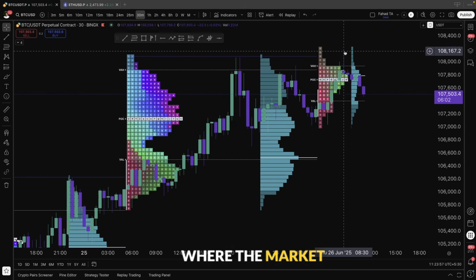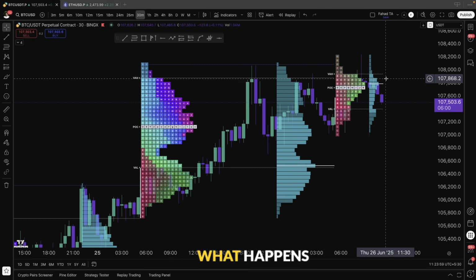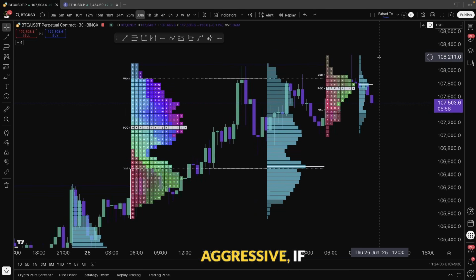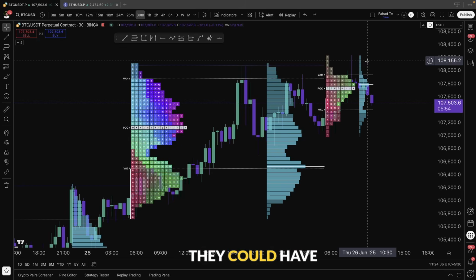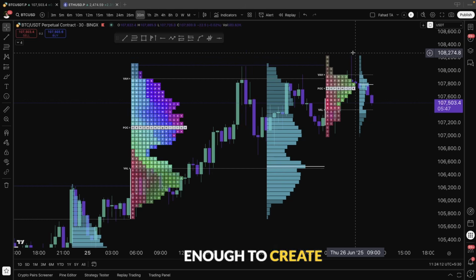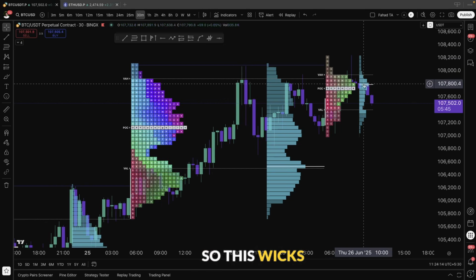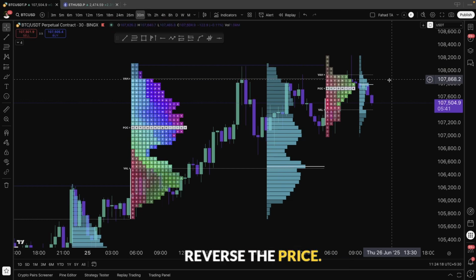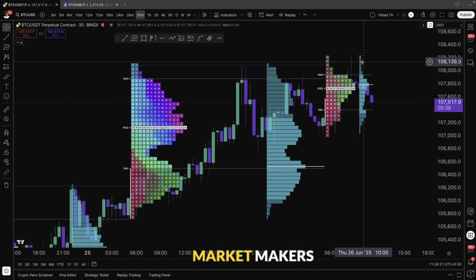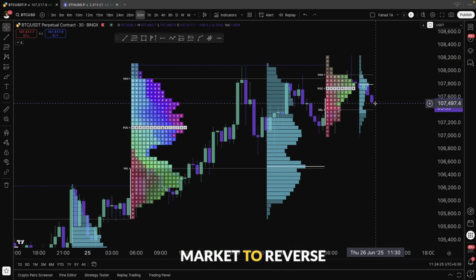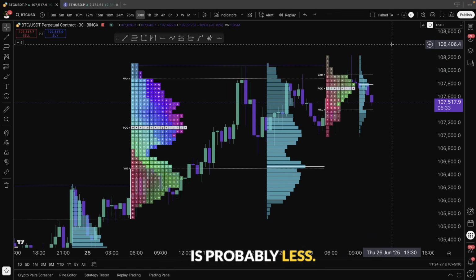This is where the market makers got involved, because what happens is, at this point of price where you got to see this aggressive wick, if there were just retail sellers, they could not have made this kind of wick. Yes, the volume coming in from retail traders is absolutely big, but not big enough to create aggressive wicks. So these wicks mostly are formed when there are aggressive market makers who want to reverse the price. And now you know that since market makers are sitting just around this price action, the chances of the market reversing and going higher are probably less.